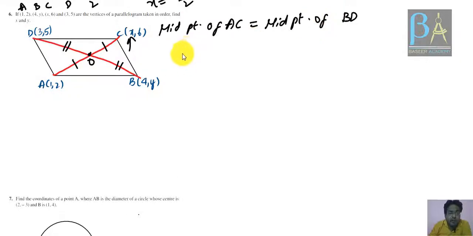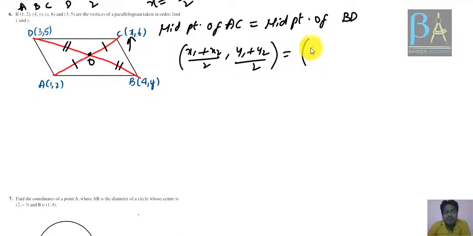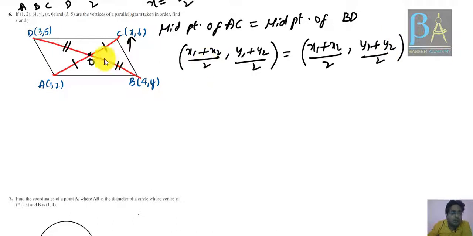Let me write the midpoint formula. (x1 plus x2) by 2 comma (y1 plus y2) by 2. That's the midpoint formula. Let me write the midpoint formula on the right hand side also. Now for the diagonal AC, this is x1 y1 and this is x2 y2. So in place of x1 y1 and x2 y2, let me substitute these values for the diagonal AC.